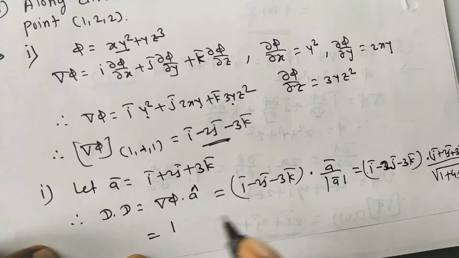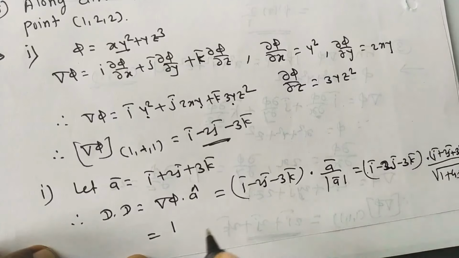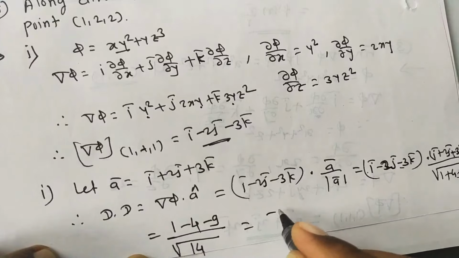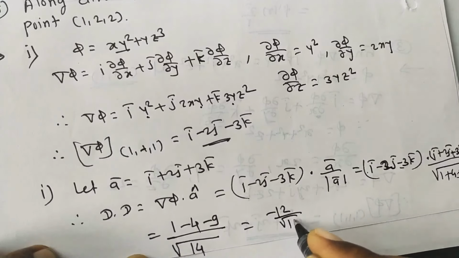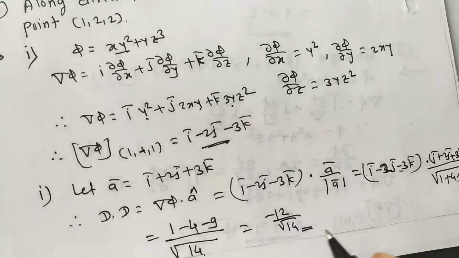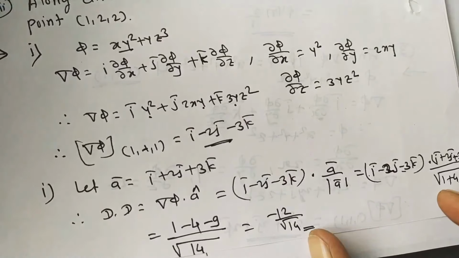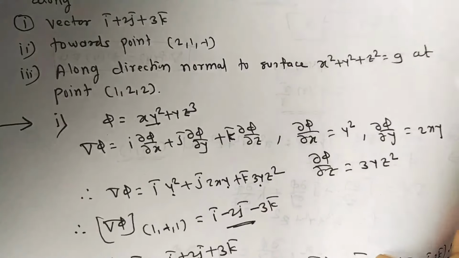So 1 into 1 is 1, then minus 2 into plus 2, that is minus 4, and then minus 3 into plus 3 is minus 9, divided by under root of 9 plus 1 is 10, 10 plus 1 is 14. So this is 1 minus 4 minus 9, that is minus 12 upon root 14. So this is the final answer, minus 12 upon root 14. This is the directional derivative of phi along the vector i bar plus 2j bar plus 3k bar.